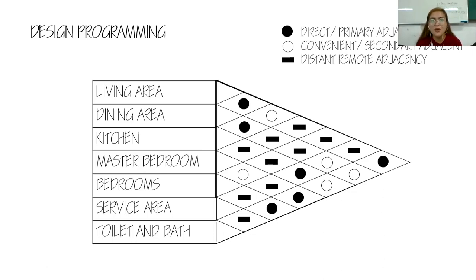Okay, if you have visitors who use it, actually there's another space for that, what you call the powder room. So basically it's separate from the toilet and bath. The only one adjacent to the living area is the powder room. The bath doesn't need to be adjacent to the living area because your visitors will not be taking a bath, right? So if you have visitors, maybe you can just put the powder area near the living area.